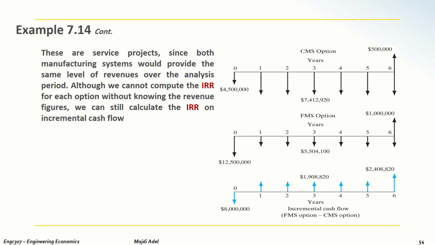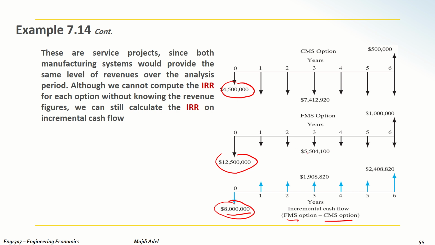Okay, now how to compare between investment projects? In comparing between investment projects or service projects, we do the same thing. I need to calculate the incremental cash flow, and for the incremental cash flow, the first cash flow should be negative. Whether I'm choosing FMS, it should be negative. So it's going to be FMS option minus CMS option, which is going to be 12,500,000 minus 4,500,000, which is going to be minus $8 million.